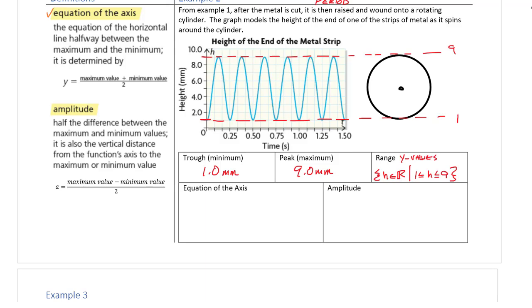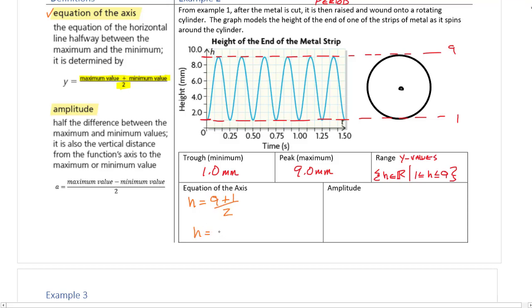And its formula is pretty easy. You're literally just saying what's the maximum plus the minimum divided by 2. So in our case, I'll just do it down here in this box. Our maximum, so we're going to say h for this instead of y. They're using y, right? Because it's the dependent value. But we're using h for height. What's the maximum? What's the minimum? Add them together. 9 plus 1, that's 10, divided by 2.